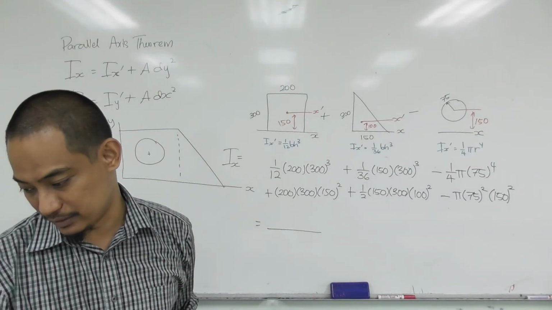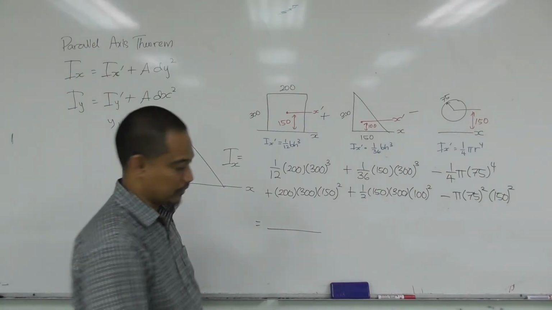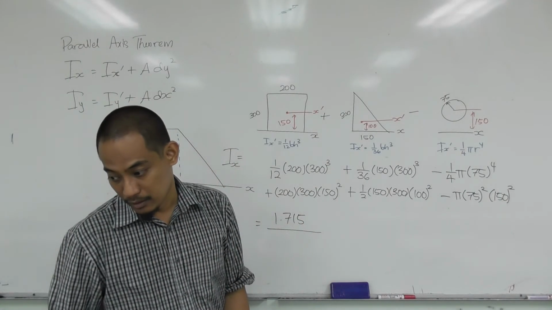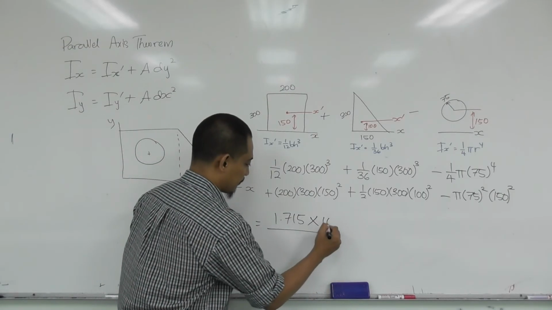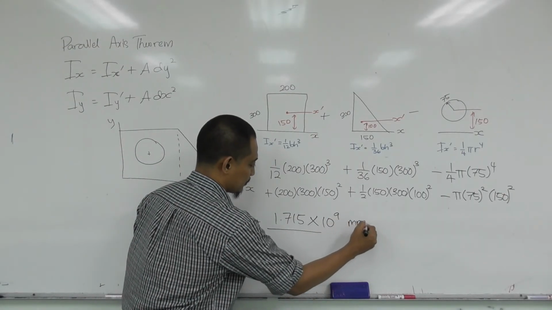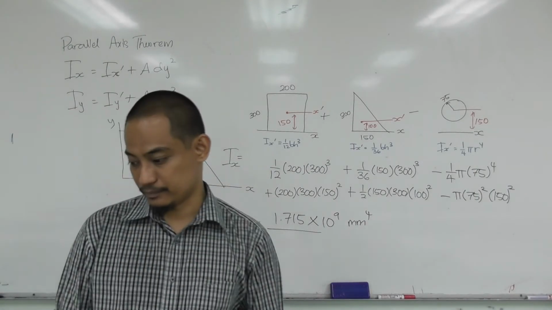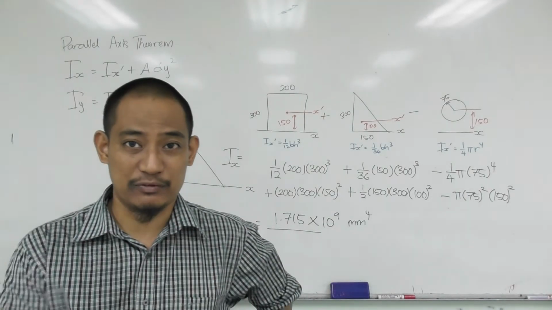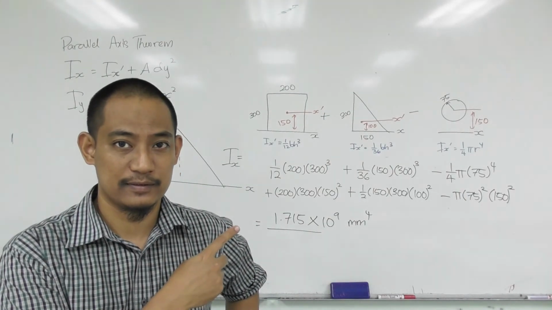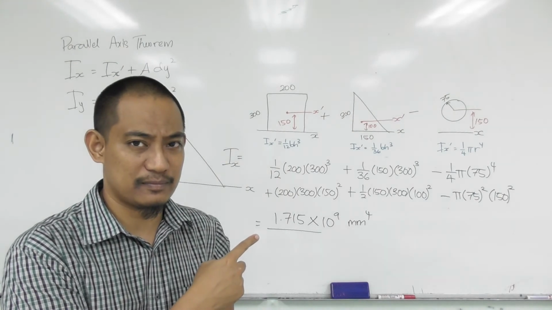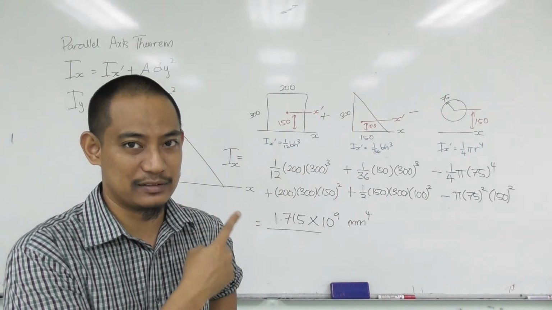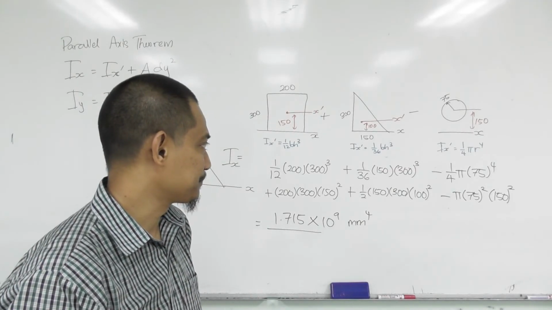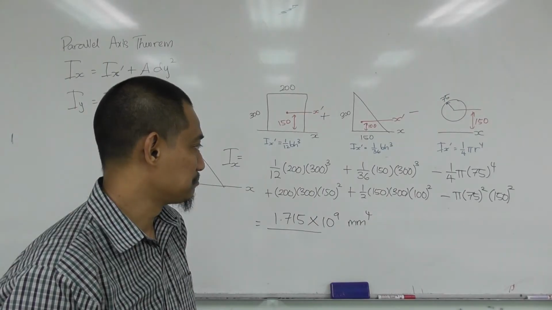If you calculate, it should be 1.715 times 10 to the power of 9 millimeter to the power of 4. As you can see, it's not difficult. It's quite straightforward, all of this. So the question cannot trick you that much. It will always just be like this. What else? Nothing else.